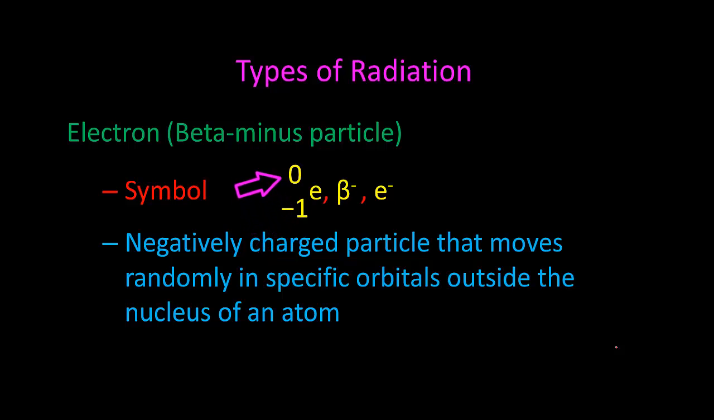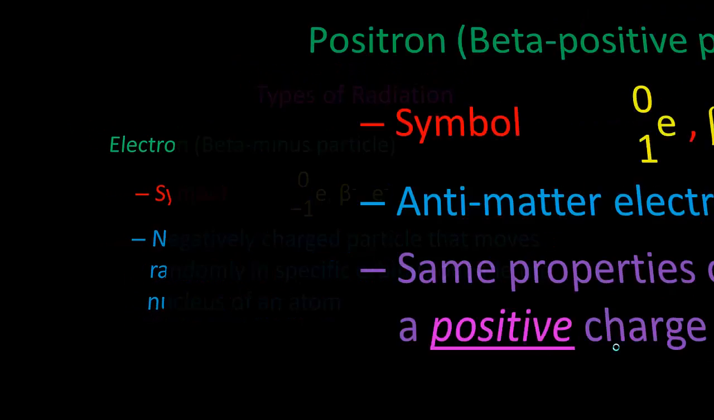The mass number is 0 because it takes about 2,000 electrons to equal the mass of 1 proton or 1 neutron. So it's a very, very small number. The symbol is also denoted by the Greek letter beta, with a negative symbol, and a lowercase e with a negative symbol. These are negatively charged particles that are not located in the nucleus, and they orbit the nucleus randomly.